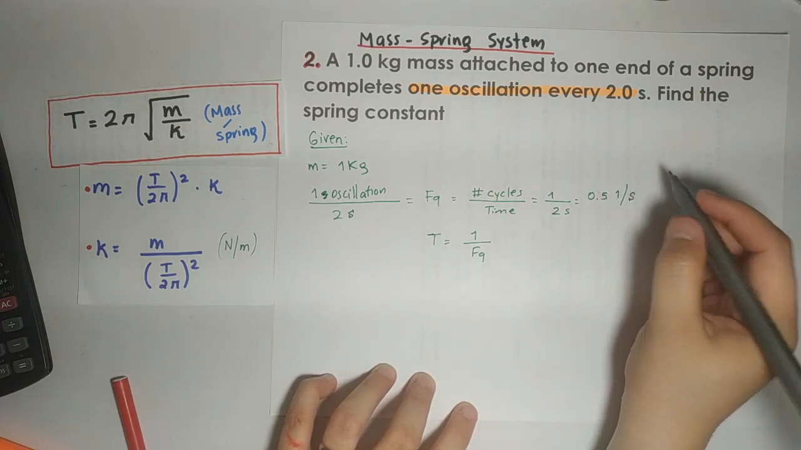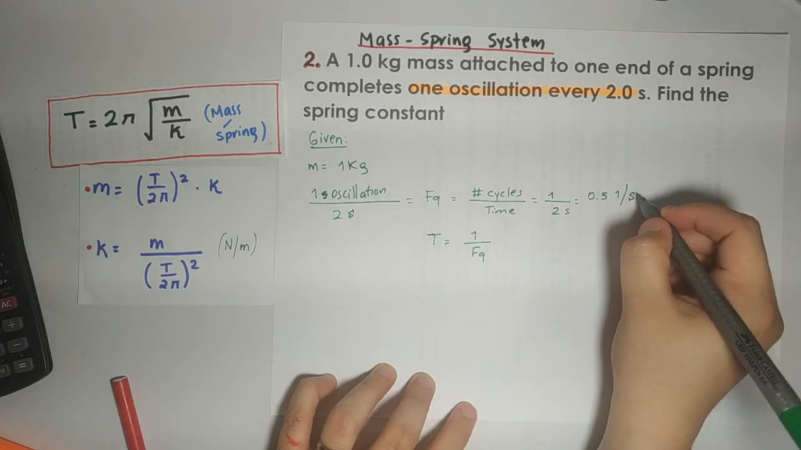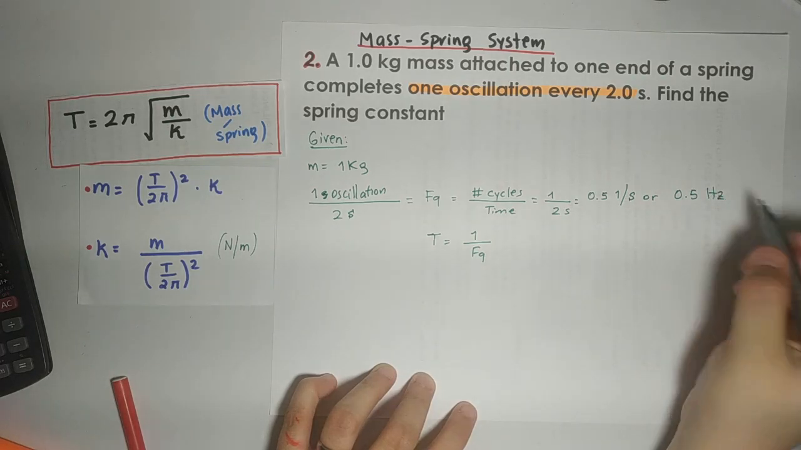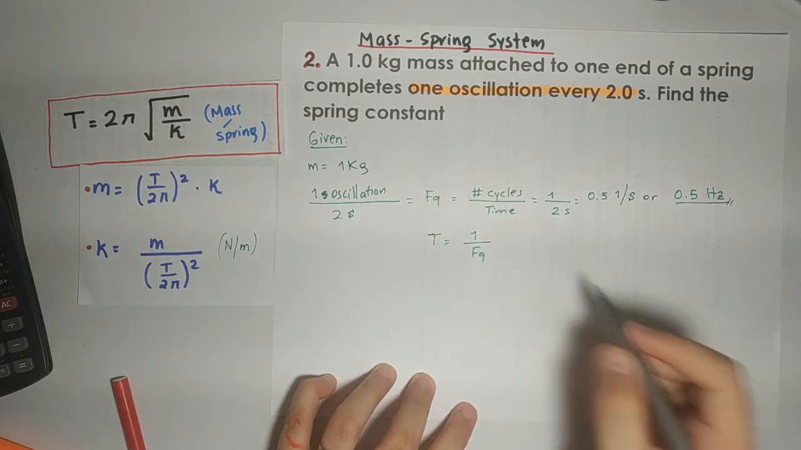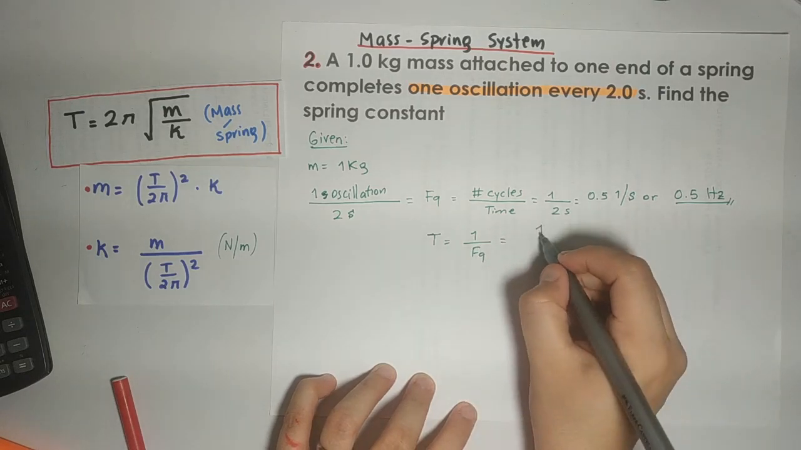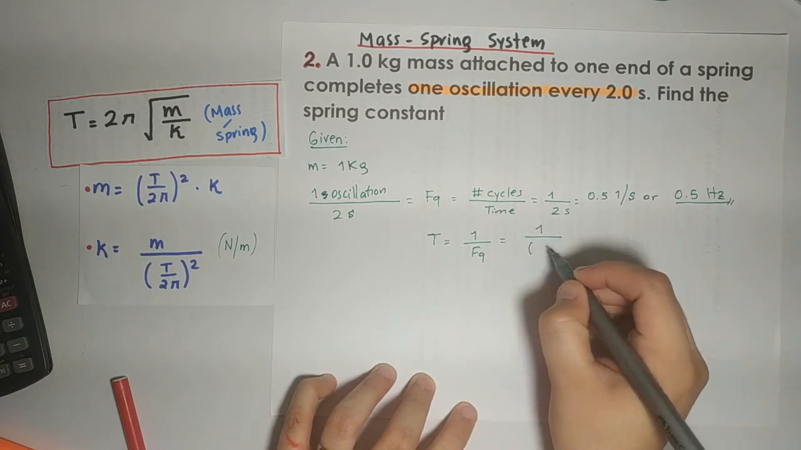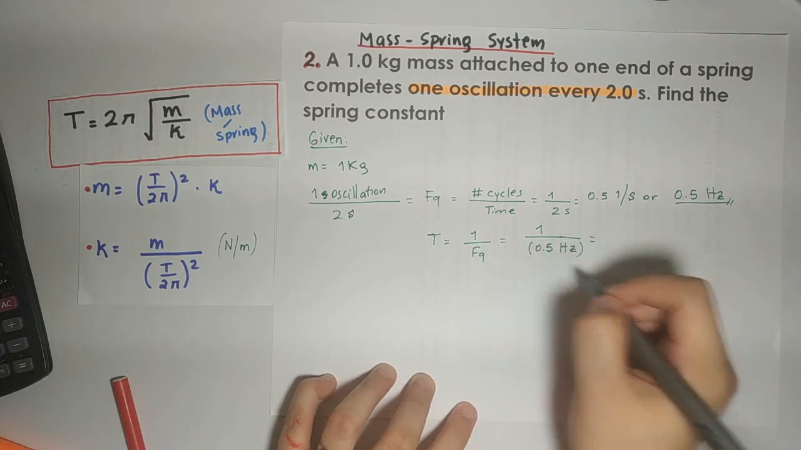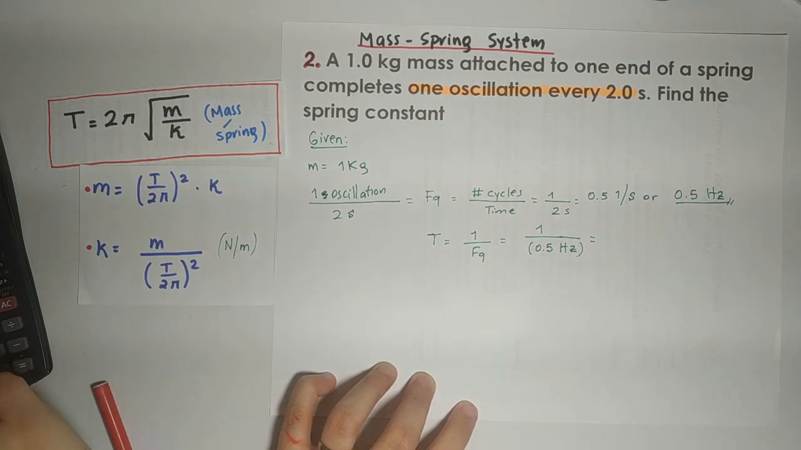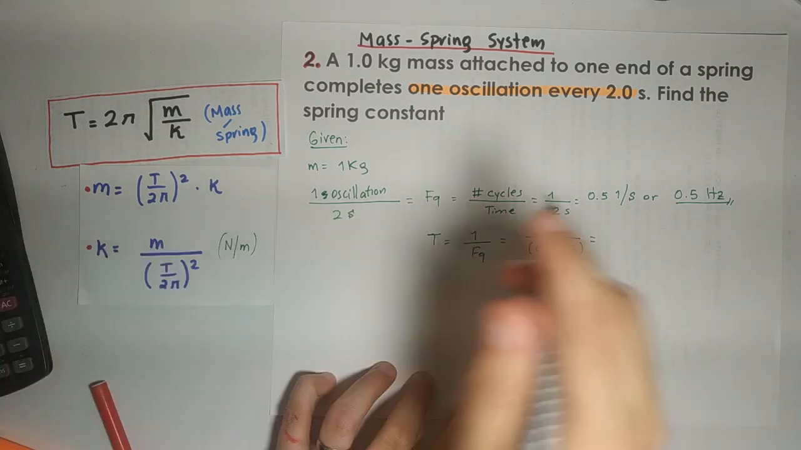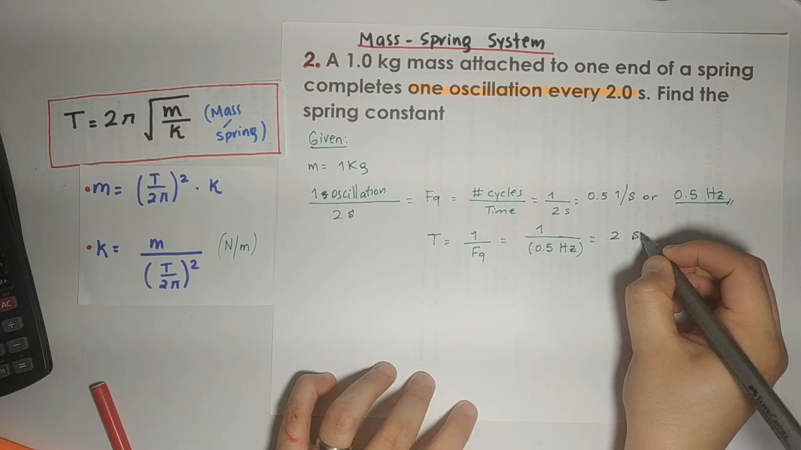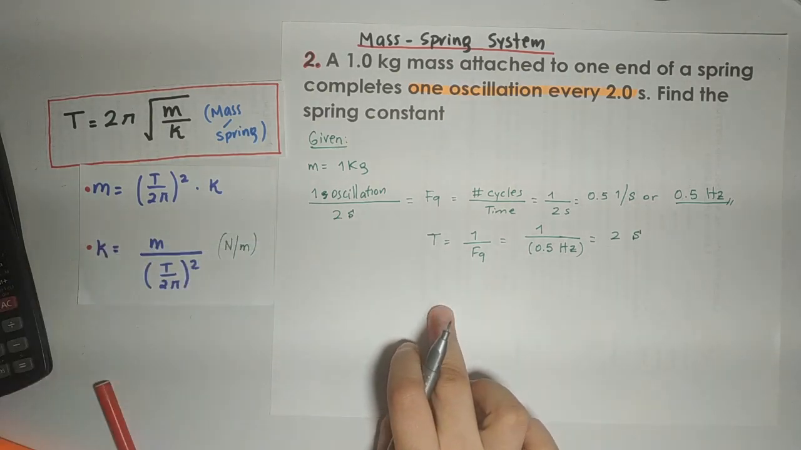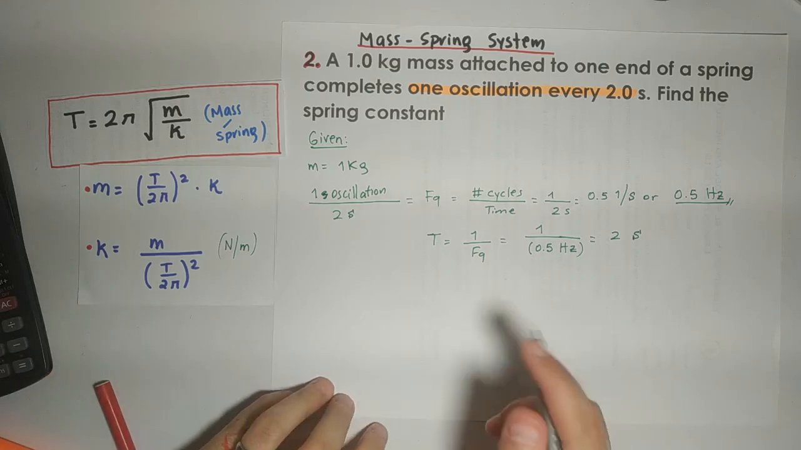That's how you write a frequency, or 0.5 hertz. How do you get the period? 1 over the frequency, that is 0.5 hertz. This will give you 2 seconds. Now we have the period, we have the mass. Now we're looking for the spring constant.